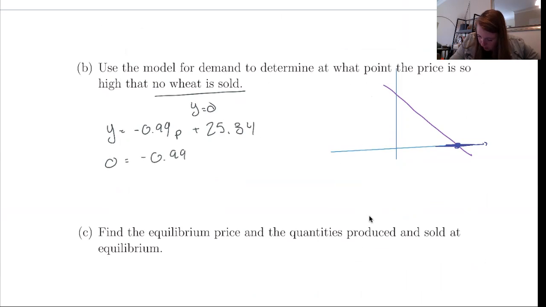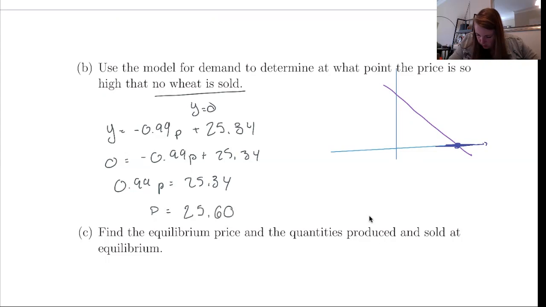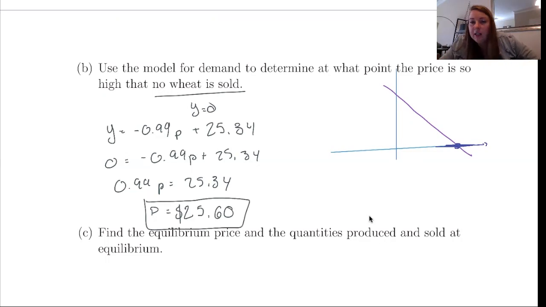0.99p equals 25.34. So let's do this. 0.99p equals 25.34. So p will equal, what, 27? 25, no, not even close. Good job. $25.60. Smack a dollar sign on the front. So when the price is that high, no one wants to buy it. They're like, ooh, the products are really expensive. They'll forego that commodity because it's too expensive.